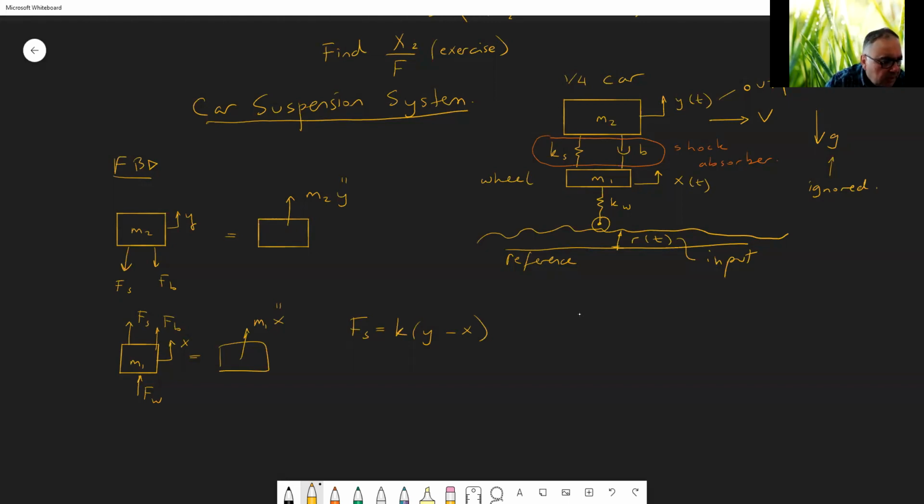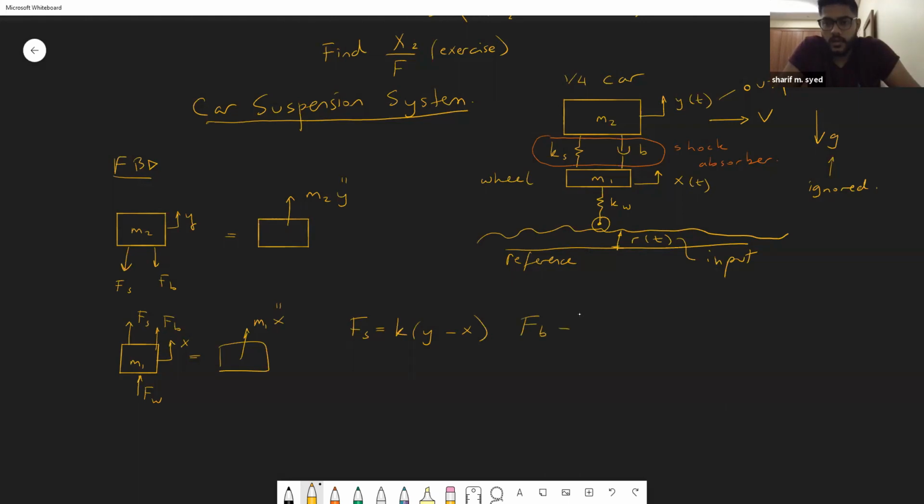If you move x upwards, on the other hand, without moving y, the spring force will be downwards on M2, so k(y minus x) will be the correct expression. And the same is true for M1. If you check it out, k(y minus x) will be the correct force acting in the upward direction.